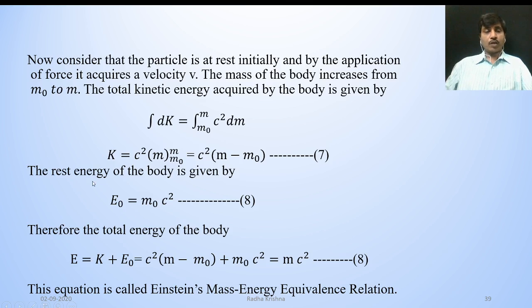The rest energy of the body is given by E0 is equal to m0 c square, that is equation 8. Therefore, the total energy of the body is E is equal to kinetic energy plus rest energy, is equal to c square into m minus m0 plus m0 c square, is equal to mc square. That means E is equal to mc square, that is equation 9. This is called Einstein's mass energy equivalence relation.